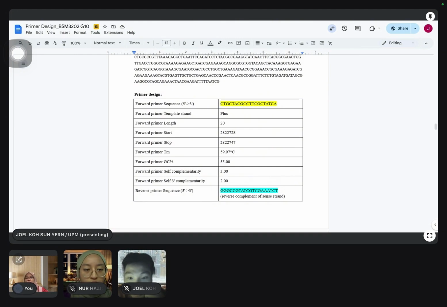Okay, so that is the reverse primer, which is this one, highlighted in blue.